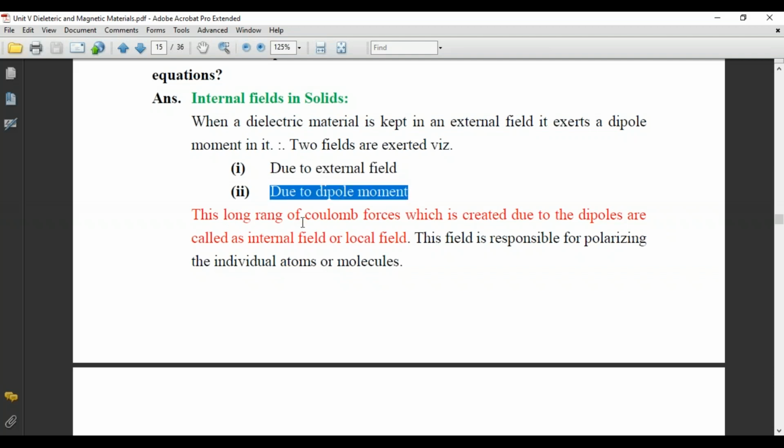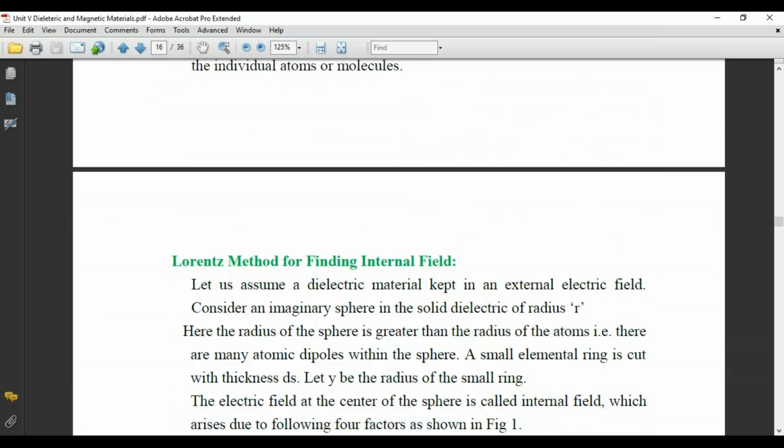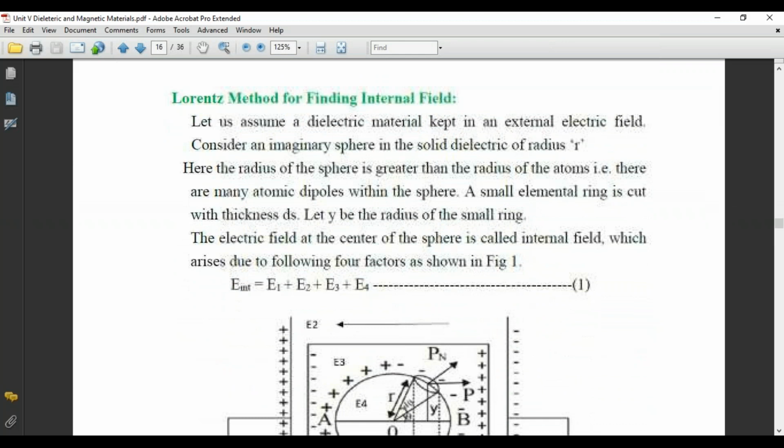So, long range Coulomb forces creating dipoles are called internal field or local field. This field is responsible for polarization of individual atoms or molecules. That means this internal field plays the most important role, and also it is responsible for the polarizing of the individual atoms or molecules. So what happens when you place a dielectric in the presence of an electric field?